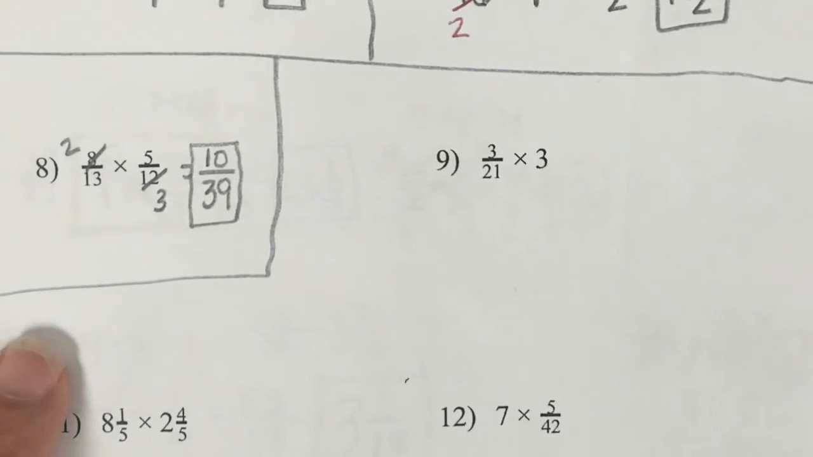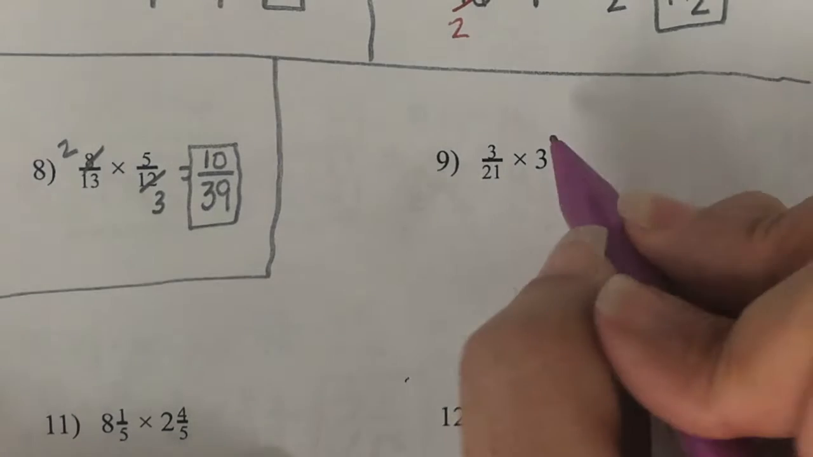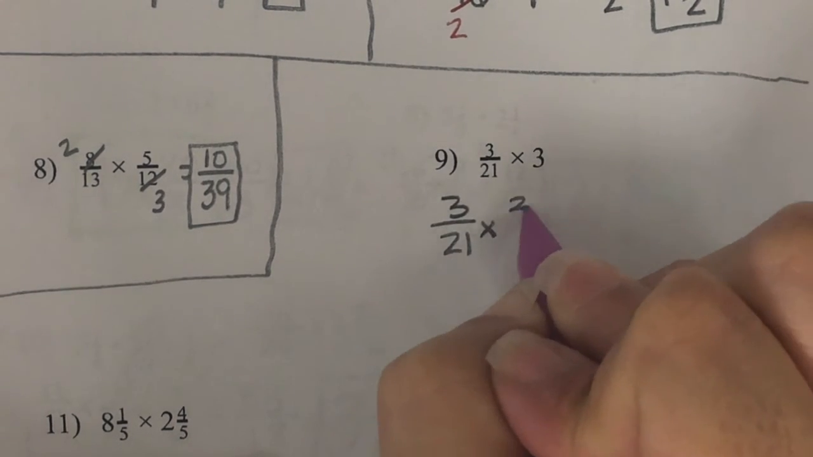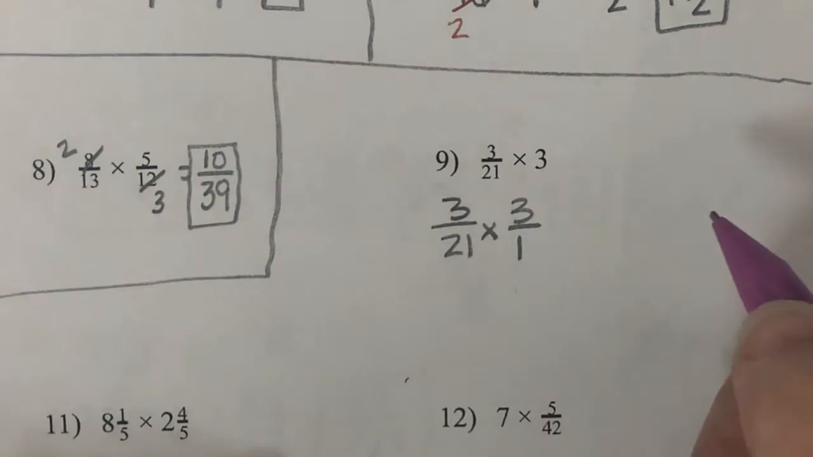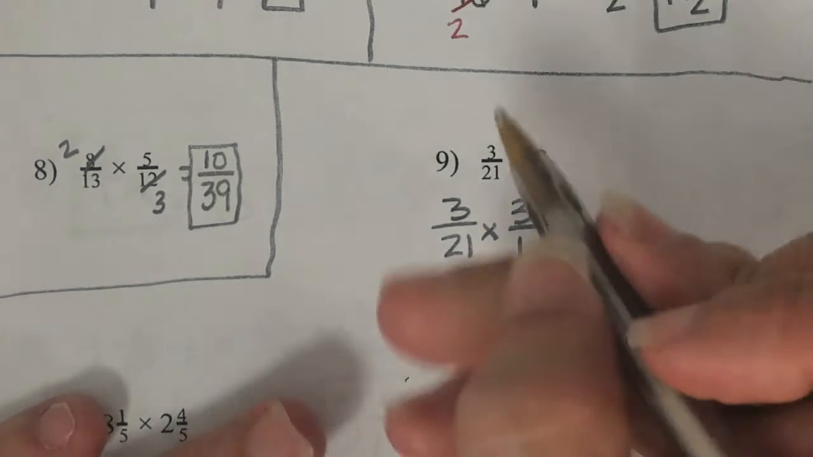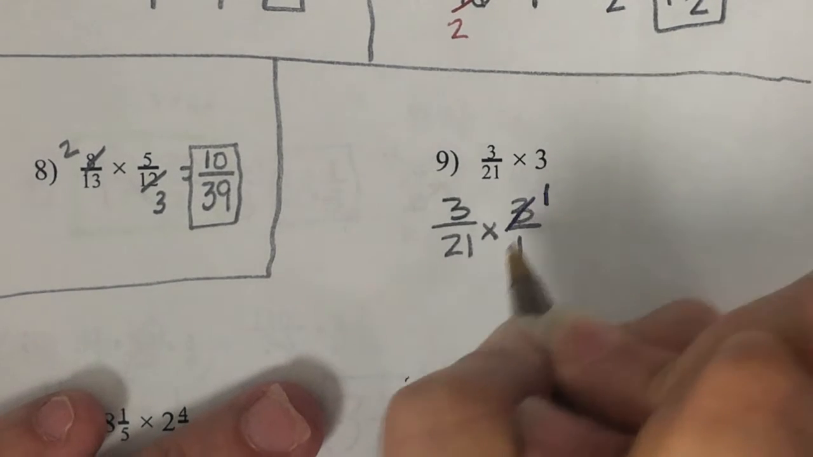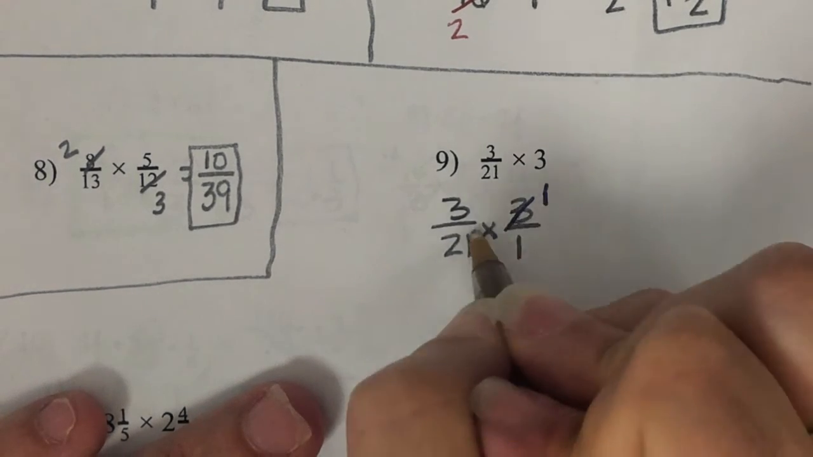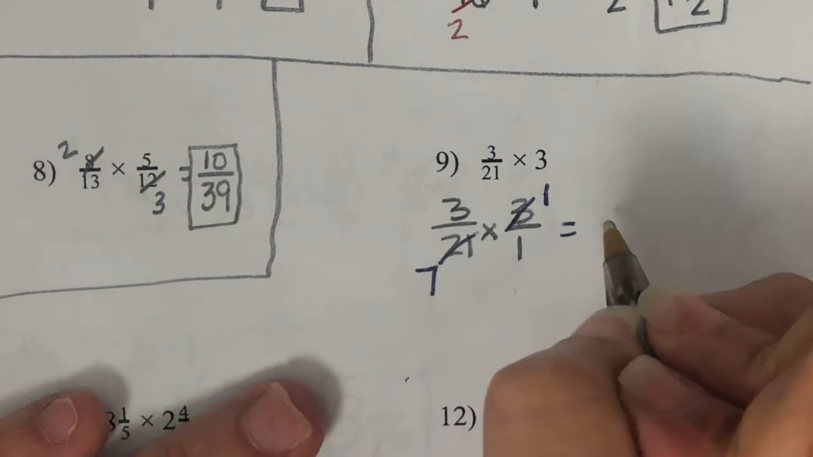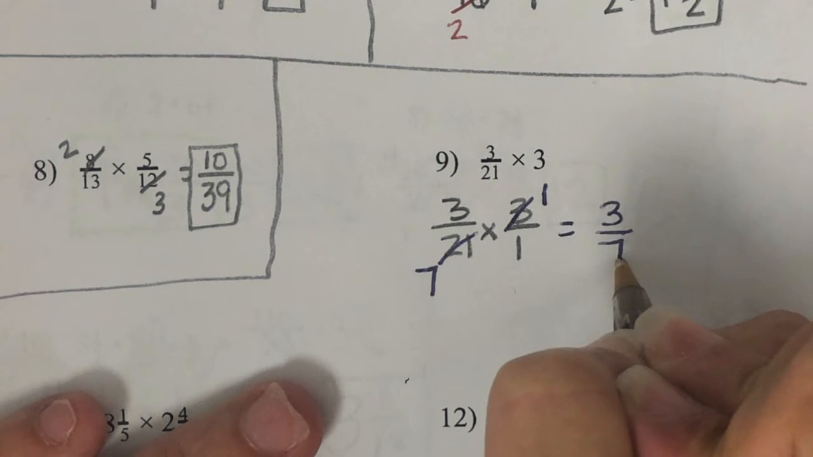Okay. Number 9. It is 3 over 21 times 3 over 1. Okay, 21 and 3 can simplify. You can only do one set of them. So 3 divided by 3 is 1. 21 divided by 3 is 7. So I get 3 over 7.